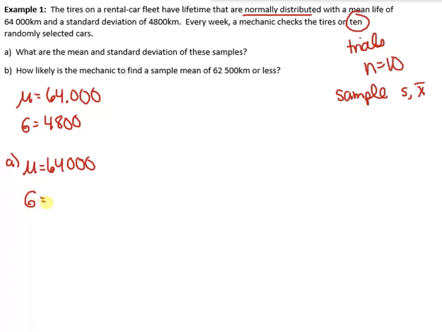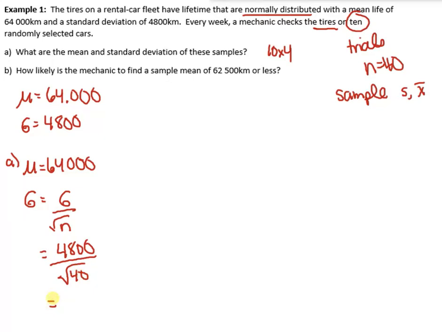Now, the standard deviation we have from the previous slide, and this one's sigma over root n. Now, n: we did the tires on 10 cars. Because there are 4 tires on each car, n can actually be 40, since it's 10 times 4. So our sigma, which is 4,800, we divide by root 40.